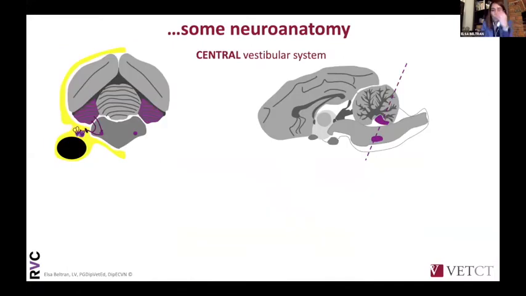What happens with the central one? In the central one, we have other very important structures that go at the same level. So if you remember, this is the brainstem. This is the midbrain, this is the pons, and this is the medulla oblongata.